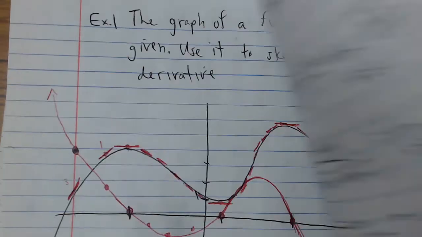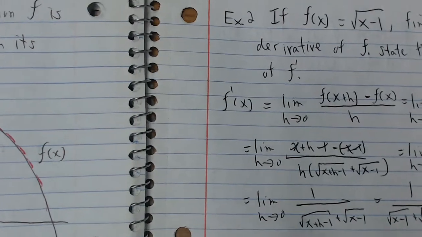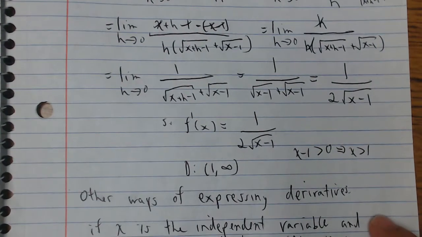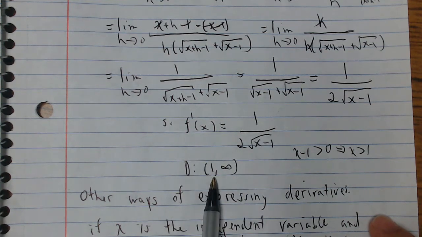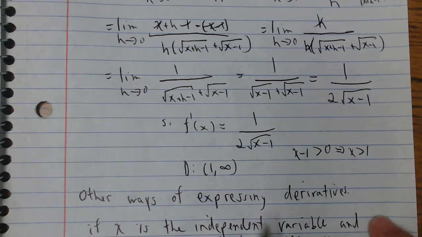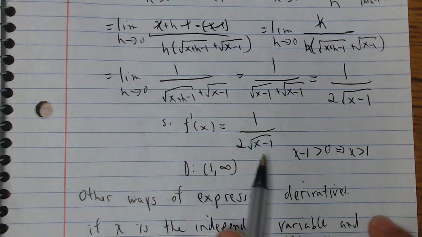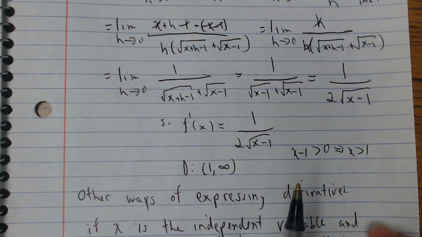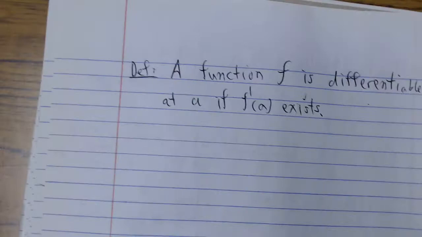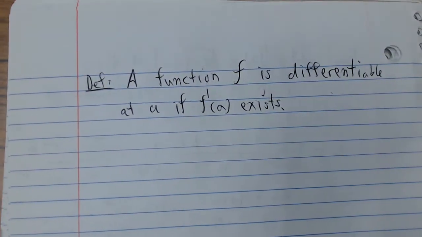Let's go back to it real quick, which is right here. This is the derivative. See, this guy is not differentiable at 1. How come? Because the derivative doesn't exist at 1. It's not differentiable at 0 because this is undefined at 0. So this guy's differentiable anywhere from 1 to infinity, not including 1, of course. So when we say differentiable, we're saying where does the derivative of this guy exist?